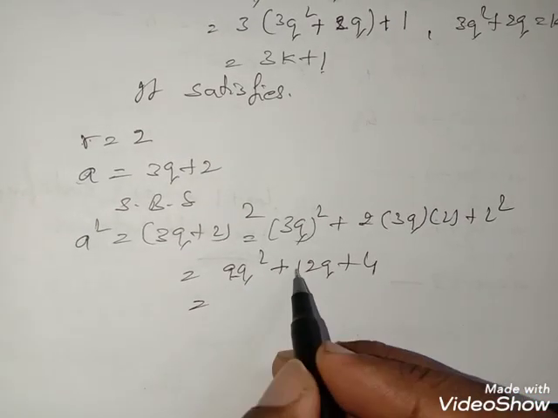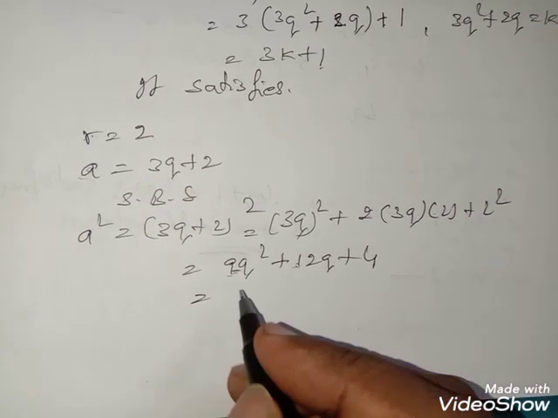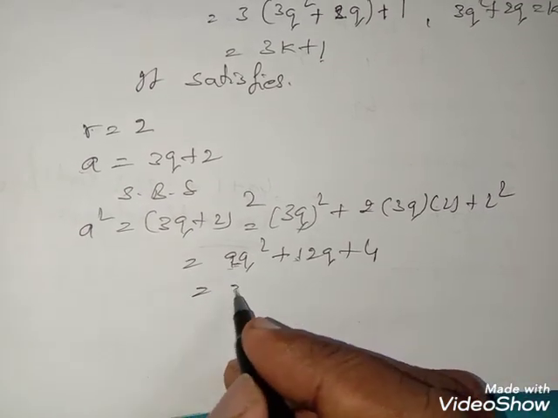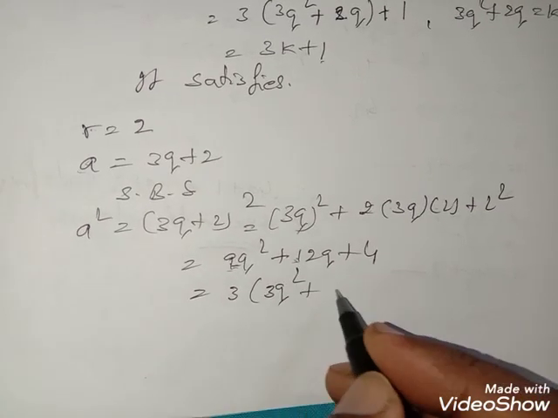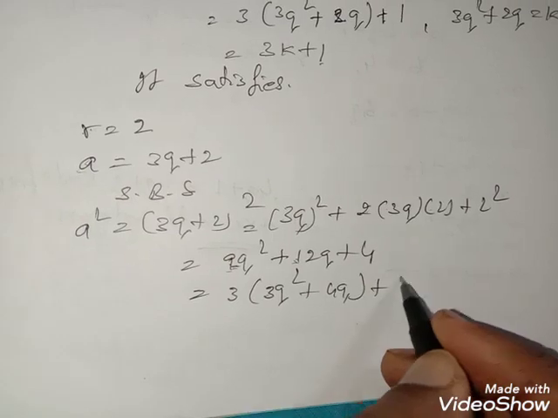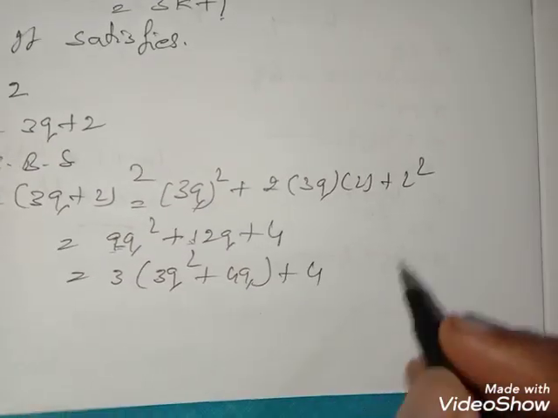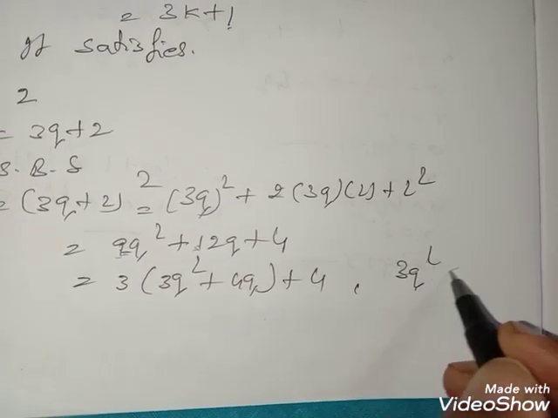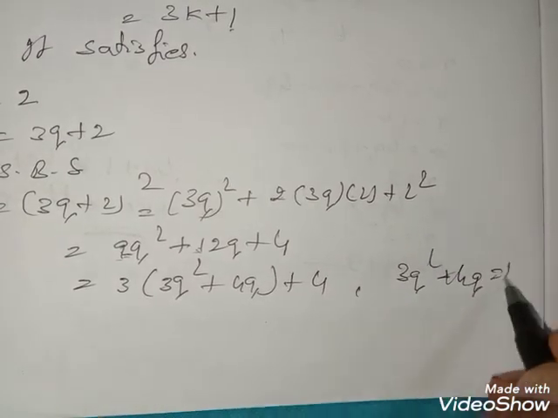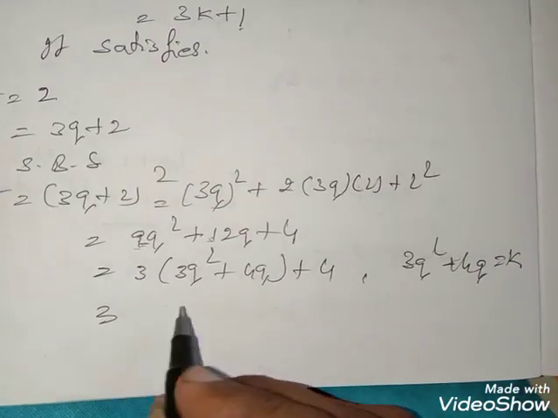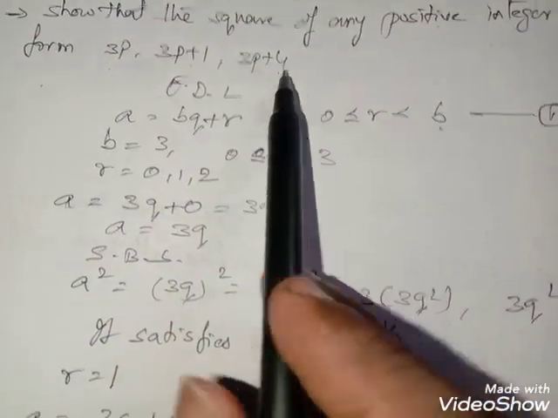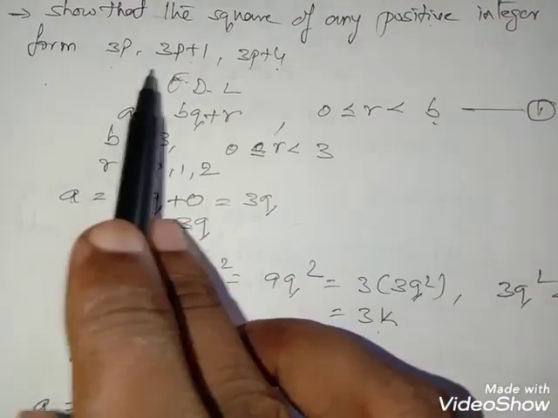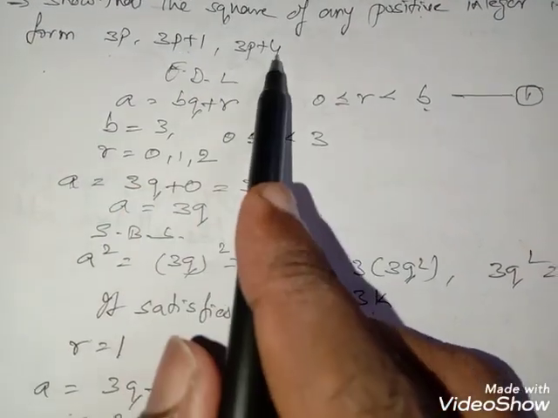Now out of these two, I can remove 3 outside, that is 3 3s are 9, 3 4s are 12. If I remove this 3 outside, you will get 3 into 3q square plus 4q, plus 4. Now if I represent this bracket 3q square plus 4q as some k, I can write this as 3k plus 4, which implies the third form. So it satisfies all the positive integers of the forms 3p, 3p plus 1 and 3p plus 4.